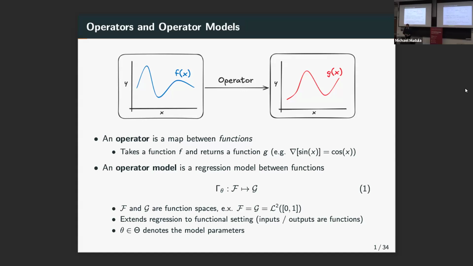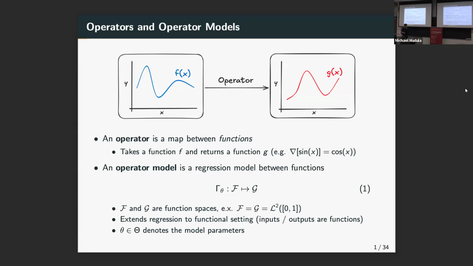An operator model then is a regression algorithm between spaces of functions. It is a regression algorithm that takes in continuous functions as input and produces continuous functions as output. So an operator model is very much just an extension of our ordinary idea of regression, where we feed in a vector and get a scalar or a vector out. But now we are taking in a function as input and getting another function out.